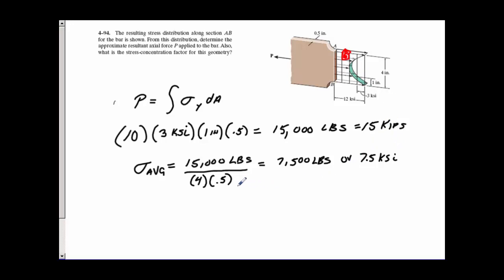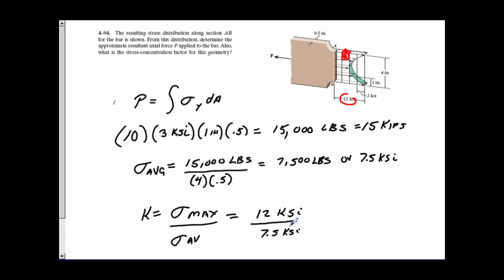Okay, we're fine. Now we know by definition that K is equal to the max over the average. To find your max, it's going to have to be given. Your max is going to be this value here, which is the furthest out. So we put 12 KSI divided by the average stress, which is 7.5. You do that division, that solves for K, and that gives you a value of 1.60. And that's all you've got to do with that problem. Okay?